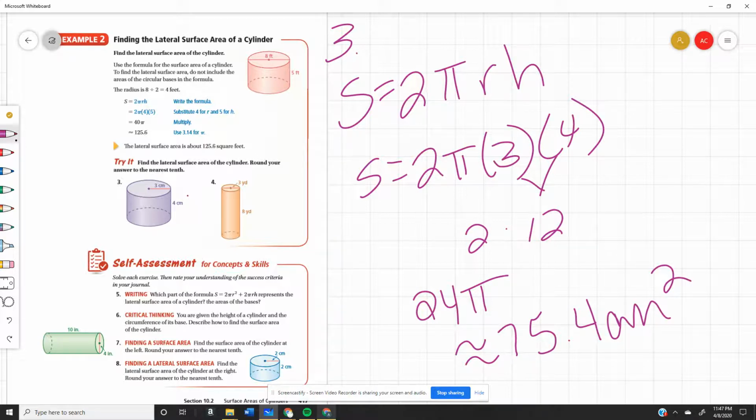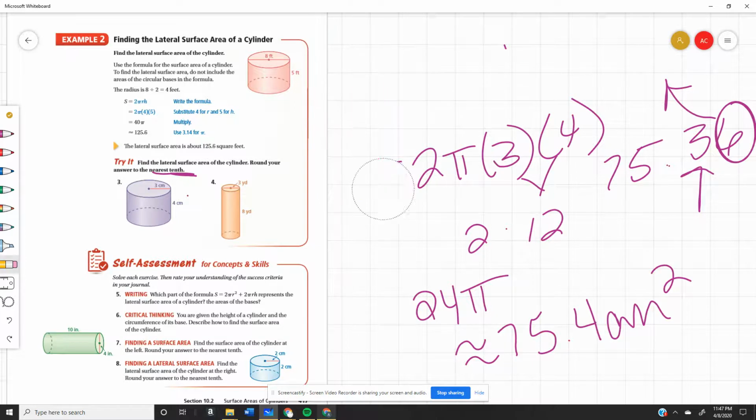Okay, and I did some rounding there because it was 75.36, and it told me to round it to the nearest tenth, which means I want to round it to this place, which means I look to this number to tell me whether this one goes up or stays the same. The 6 is bigger than 5, so I round it up. Okay?